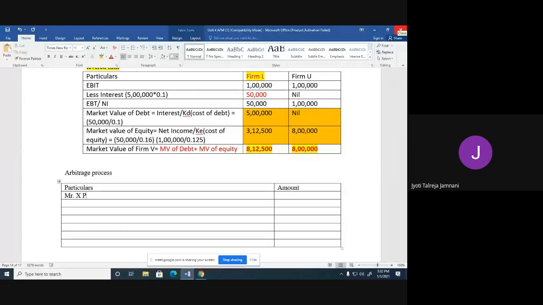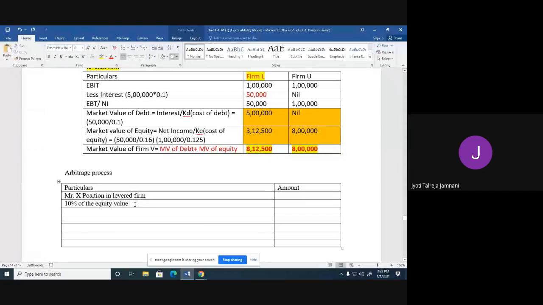Mr. X position in levered firm. Why levered firm? Because they have told in the question he has 10% shares of the levered firm. So first I am writing his percentage of shares in the levered firm. As they have told, he has 10% shares. So we will write 10% of the equity value. What is the equity value of the levered firm? It is 8,12,500.